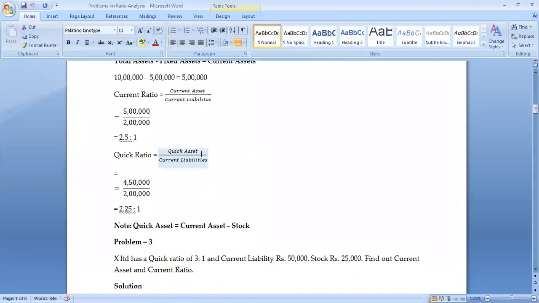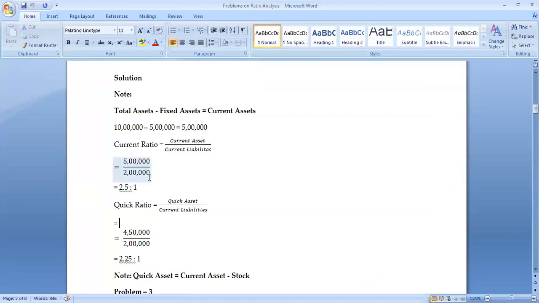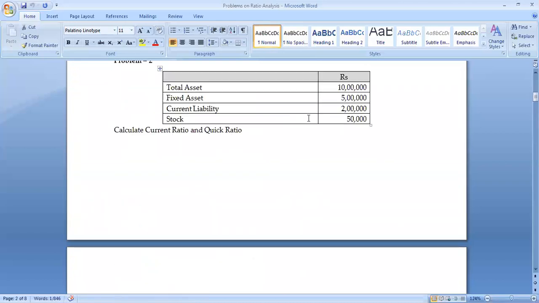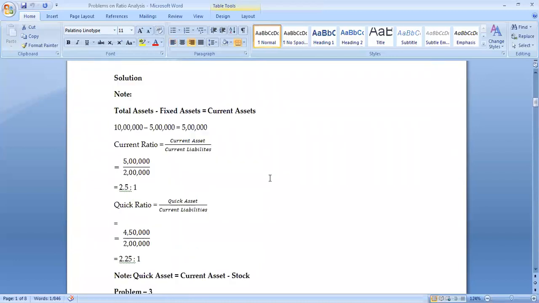So here in the quick assets, we need to exclude the stock. So current assets was 5 lakhs. You have already computed here, 5 lakhs minus 50,000 of stock, 4 lakh 50,000 is the quick asset. So current liability is given directly, so take as it is.